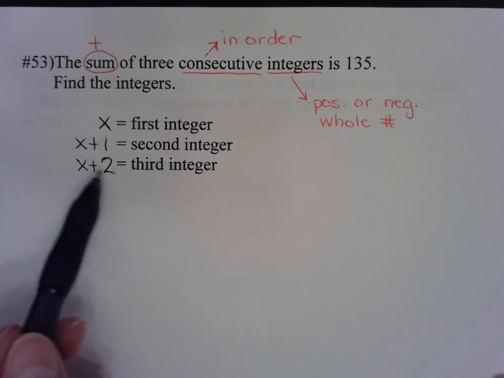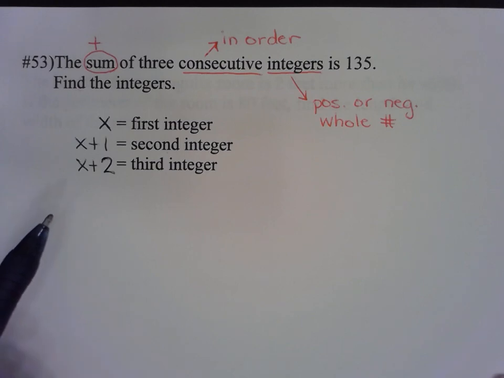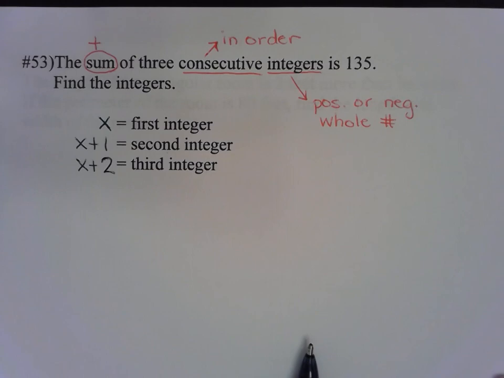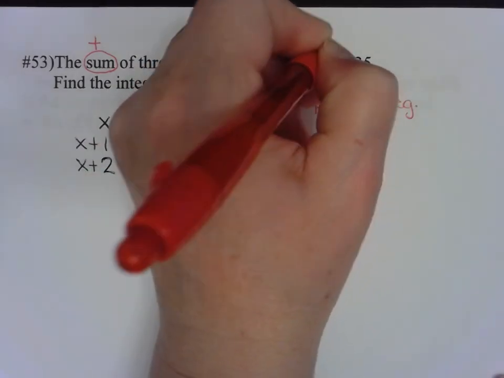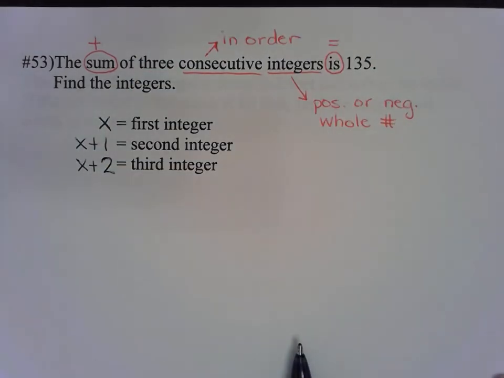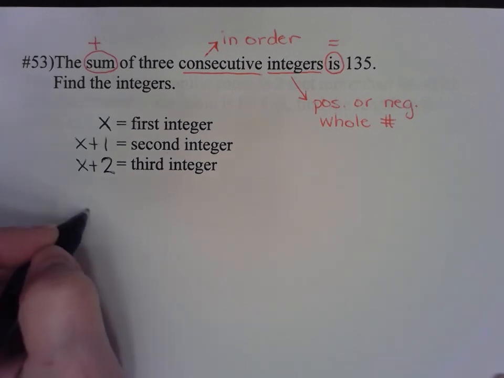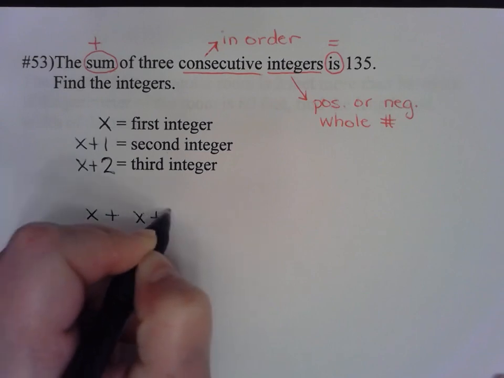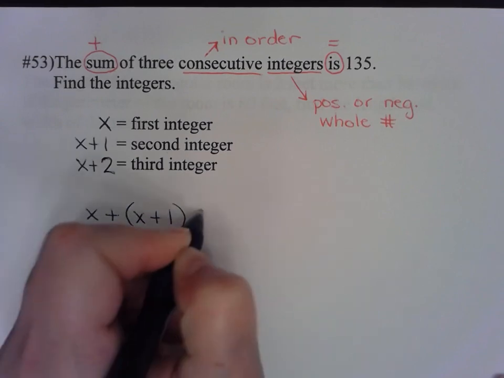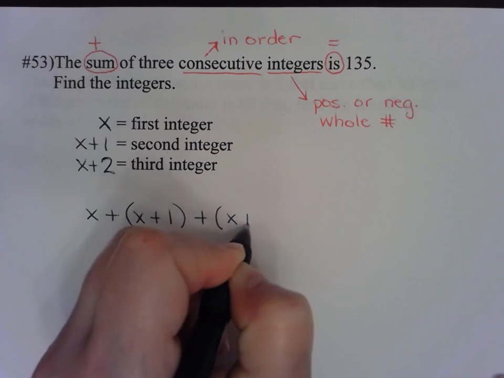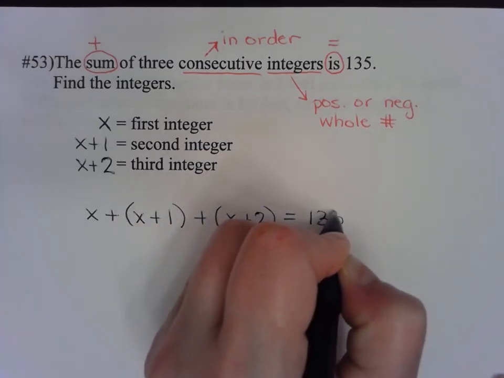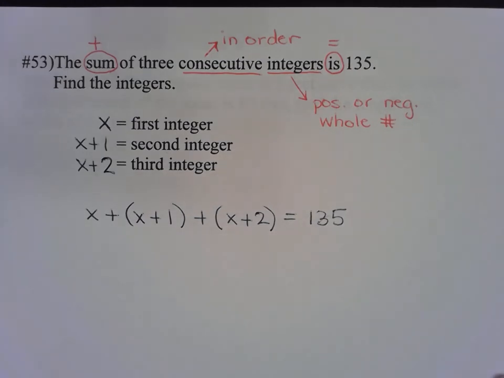Now that we've set this up, I think we're ready to make it into an equation, because we're just going to take the sum. Oh, I missed this one. And the sum is equal to 135, right? So let's do that. We'll have x plus (x plus 1) plus (x plus 2) equals 135. I always like to put the parentheses on just so you can see the 3 separate numbers.